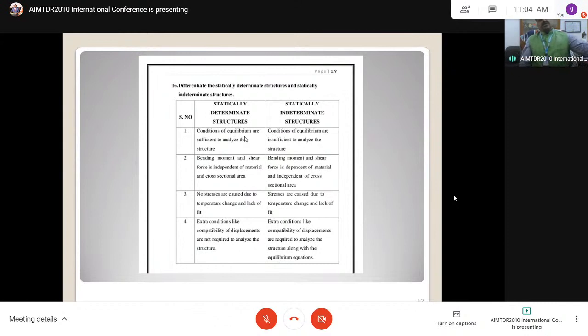Because of that, the total number of unknowns at joint A is 2, RA and RB at joint B, only RB. So 3 unknowns, and we know the 3 equations: sigma fx 0, fy 0, moment 0. This is how we generally consider the system, and we try to obtain the equilibrium equations.